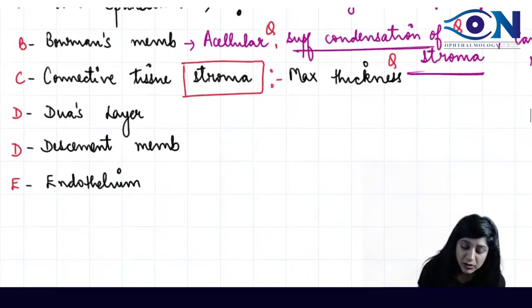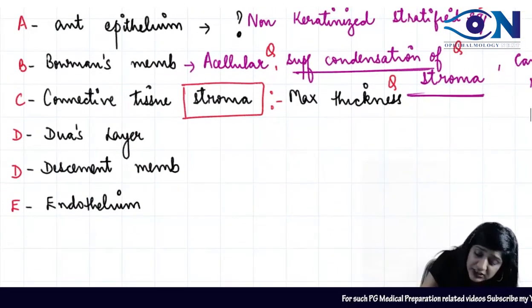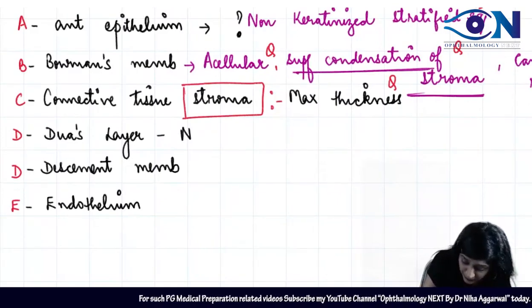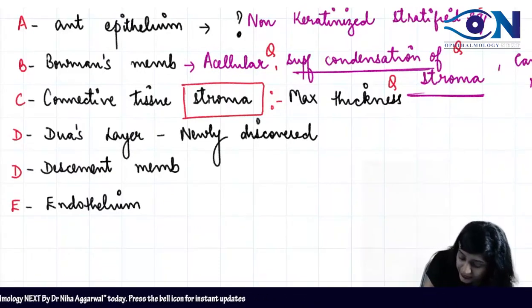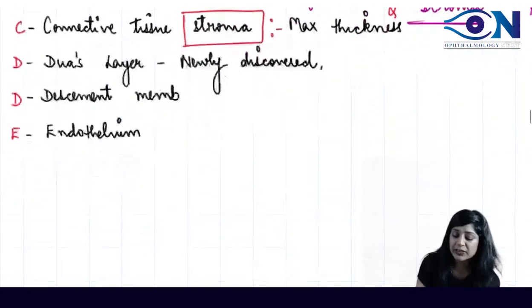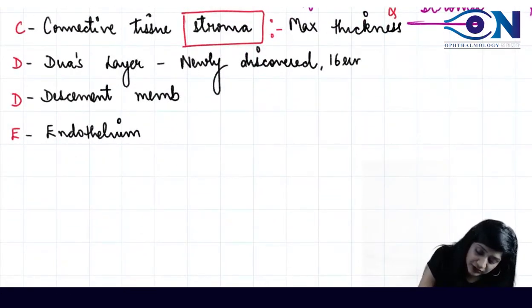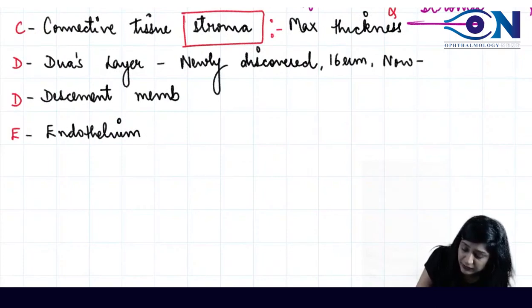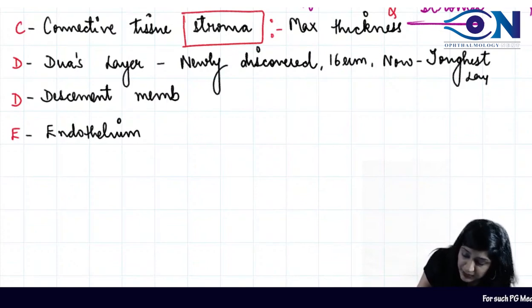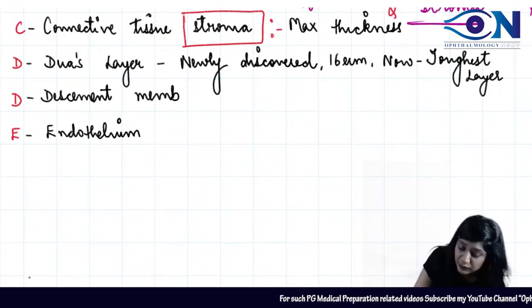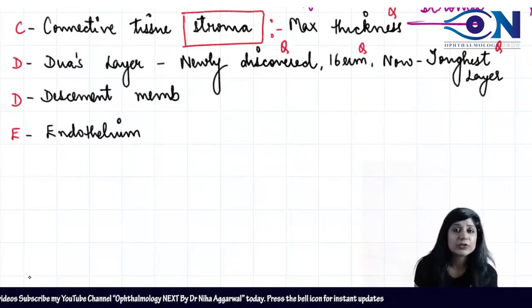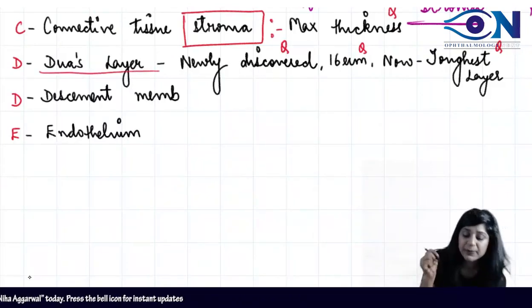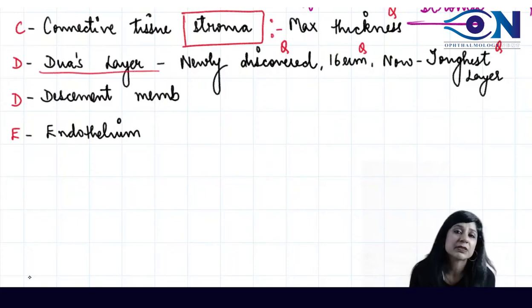Okay? Now coming to Duas layer. Now this is your newly discovered membrane. What is important about it? It is 16 microns thick, and now it is the toughest layer. Earlier, Descemet's membrane was considered to be the toughest layer, but according to the present scenario, if they ask you the toughest layer, your answer will be Duas layer. It is also called the pre-Descemet's layer, right?